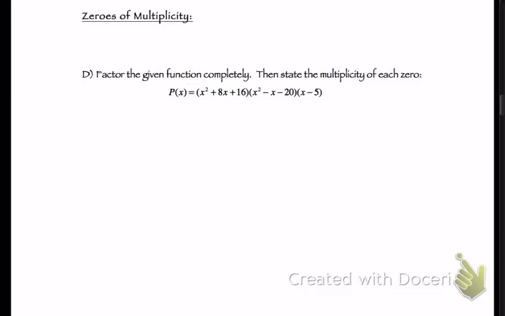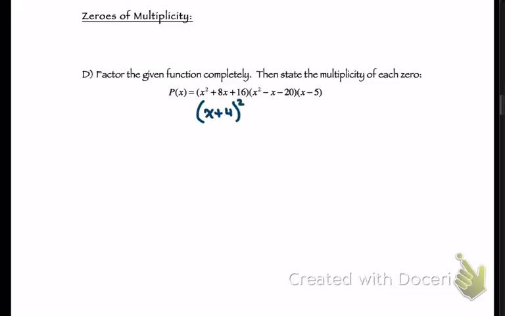Alright, so I told you a little bit earlier about the multiplicity. Here it is. Pretty simple. Take a look at letter D. Factor the function completely, then state the multiplicity of each zero. Let's think about it. Let's just factor that, see how that goes. Very, very easy to factor.